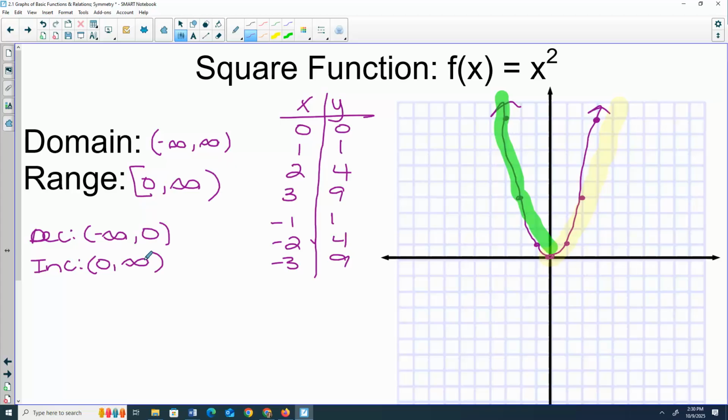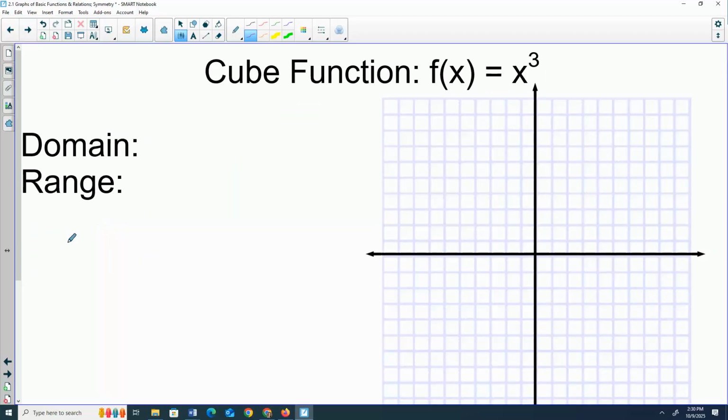Is that one okay? Alright, I want you guys to take a second, plug in points, and see if you can figure out what this graph would look like. 0 to the third is 0. 1 to the third is 1. 2 to the third. Negative 1 to the third. Negative 2 to the third.